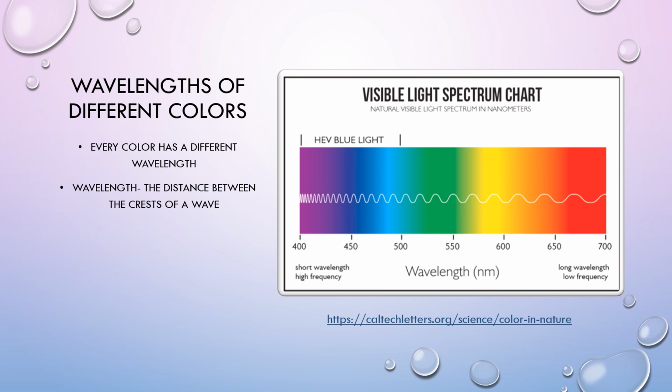As you can see, every color has a different wavelength. A wavelength is the distance between the crest of a wave or between similar positions on a wave. Colors such as blue and purple have a shorter wavelength, but they have a higher energy, while colors such as red and orange have a longer wavelength, but a lower energy.